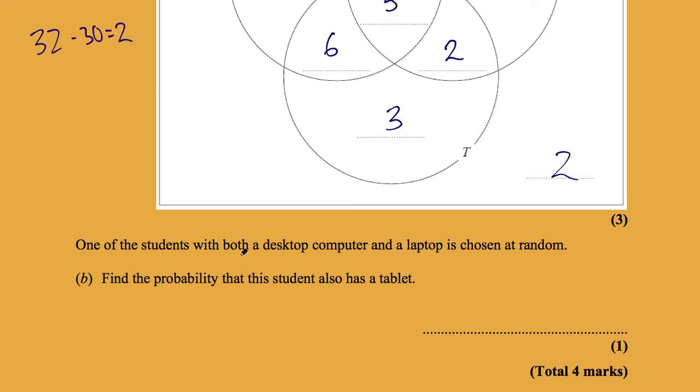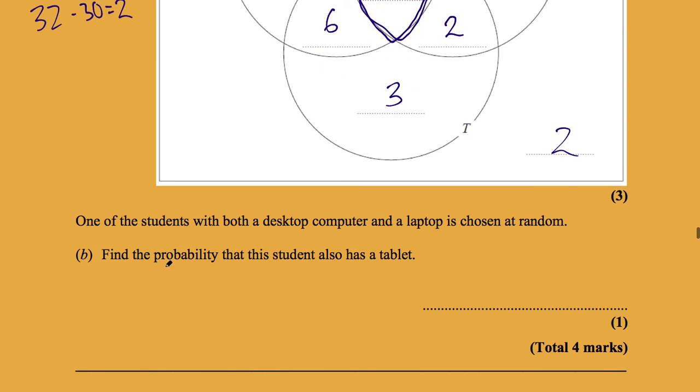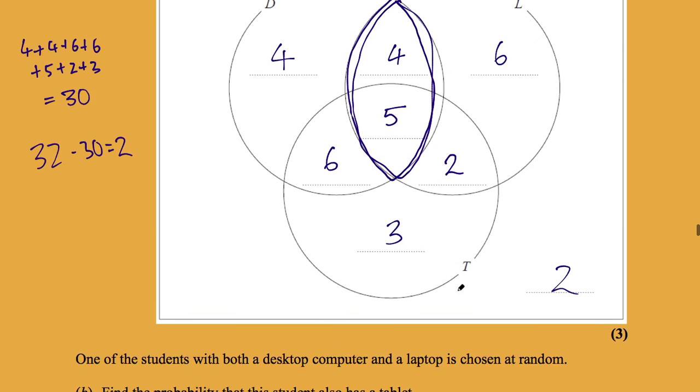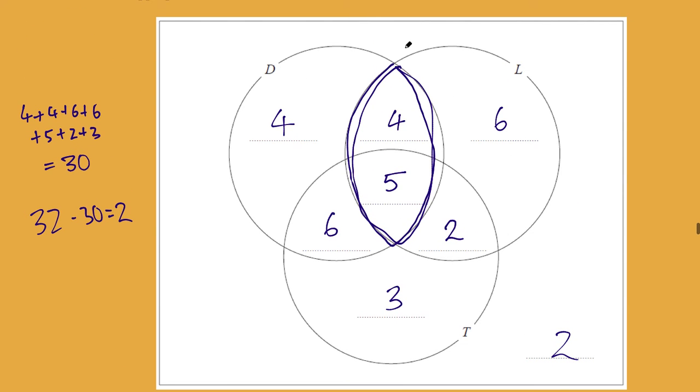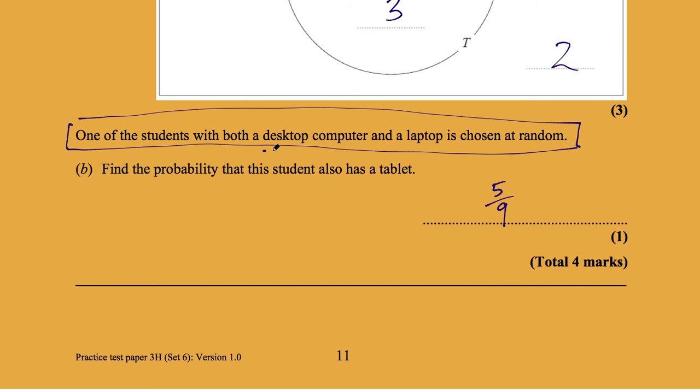One of the students with both a desktop computer and a laptop is chosen at random. So desktop computer and a laptop is this region here. There are 9 of those people. And the question says, find the probability that this student also has a tablet. So out of those 9 people, 5 of them have a tablet. So the probability of them having a tablet, seeing as they're being chosen out of that very small subset of people who have both a desktop computer and a laptop, is 5 out of 9.